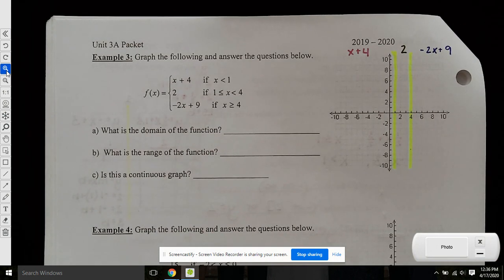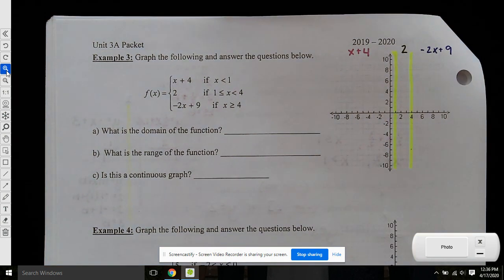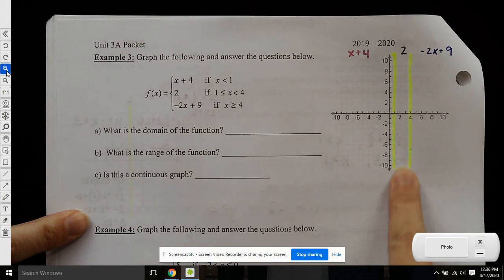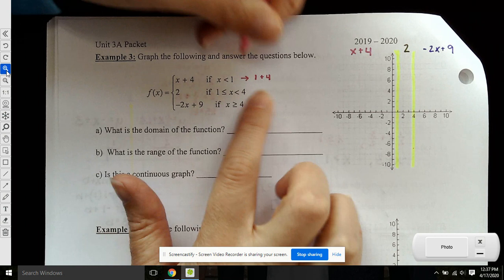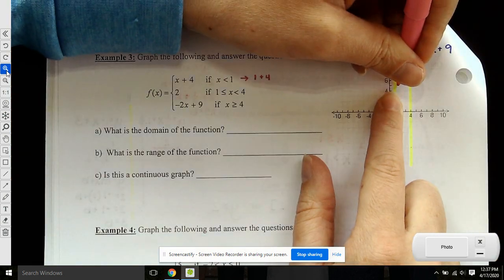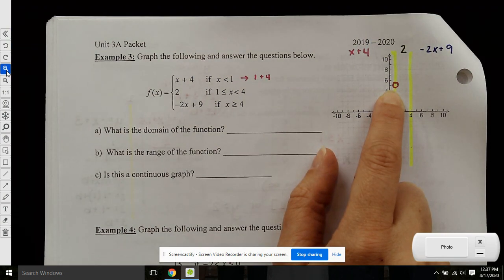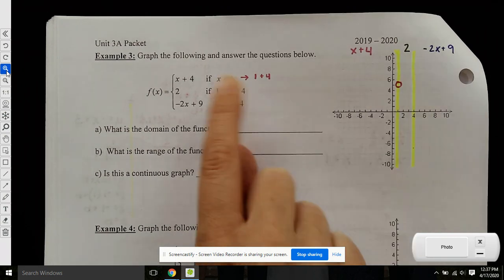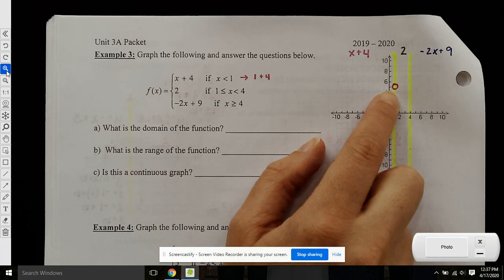So now the first one I am going to graph is going to be x plus 4. So I always start on my boundary line. So x plus 4, if I were to plug in that point of 1, then it would be 1 plus 4, which would be 5. So I know that on this boundary line, I am going to have the point (1, 5). Now I always start with an open circle, and then I check, is that supposed to be open or closed? Since this is just less than, this is supposed to be open.